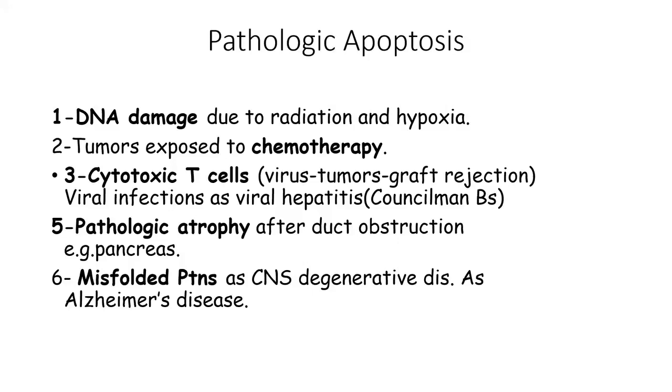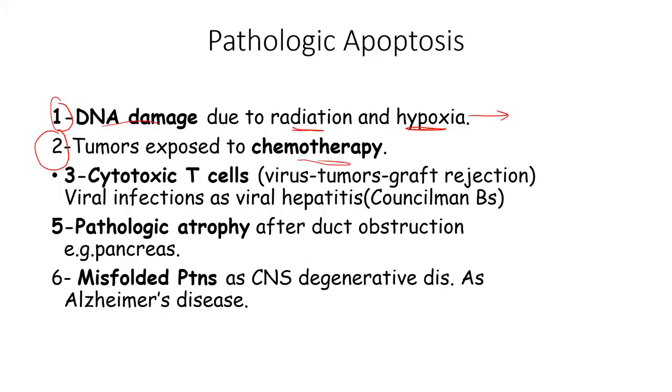Pathologic apoptosis. As in cases of physiologic apoptosis, we also have pathological causes of apoptosis, starting with DNA damage. If you have DNA damage beyond repair due to irradiation or hypoxia, the cell with DNA damage will be pushed into apoptosis. Number 2, tumors exposed to chemotherapy.